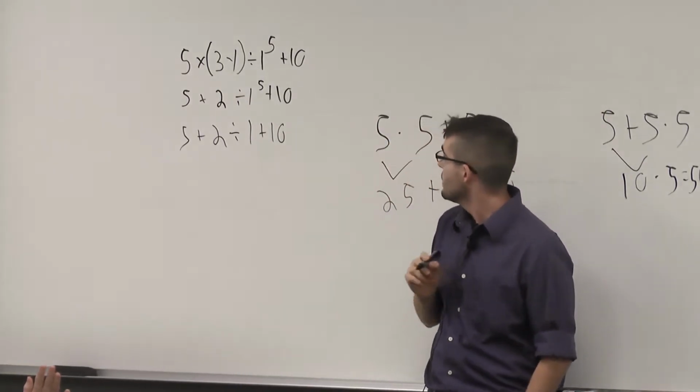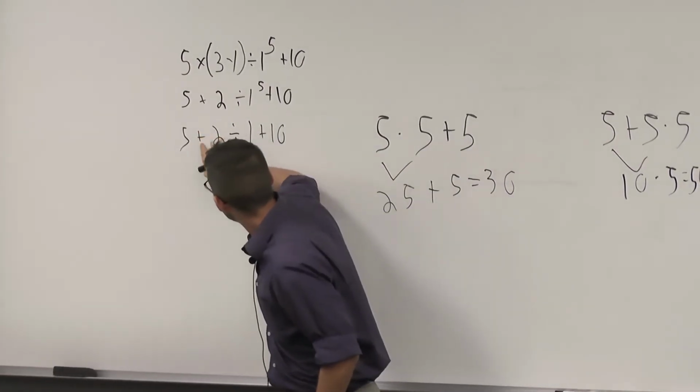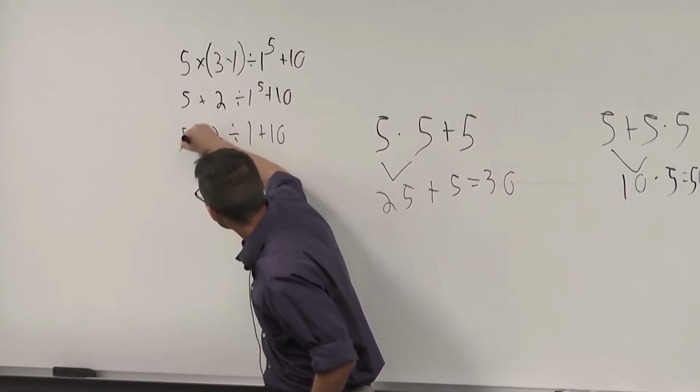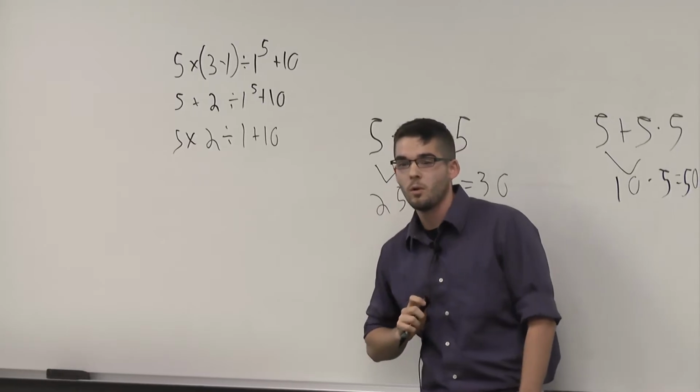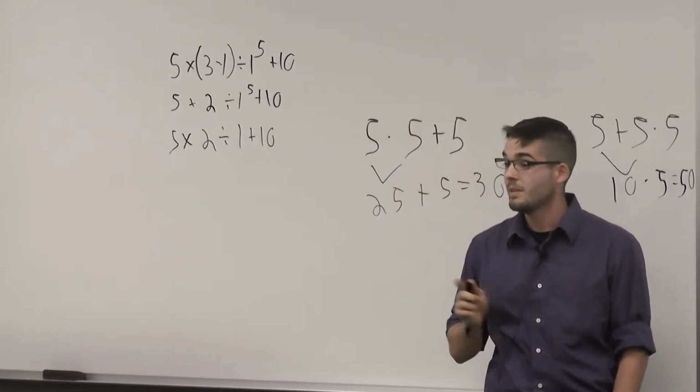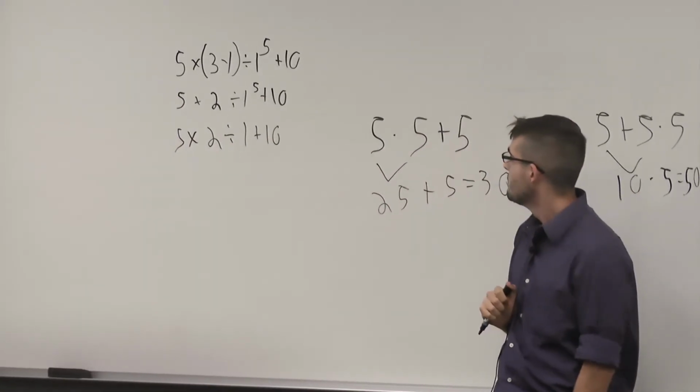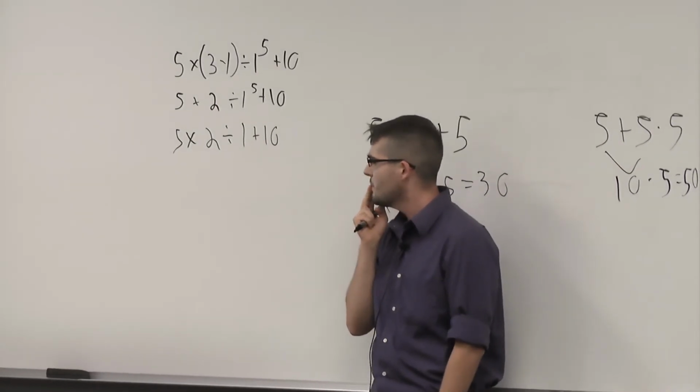So what's the next operation we need to look for? Is it supposed to be 5 plus 2? Thank you for catching that. It does sound a little weird, doesn't it? We missed one. Okay, so what's the next operation set that we look for? Multiplication and division. Right. But we have both. How do we know which one to do first?